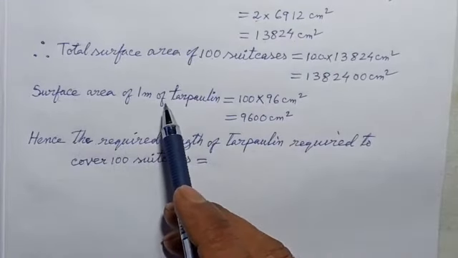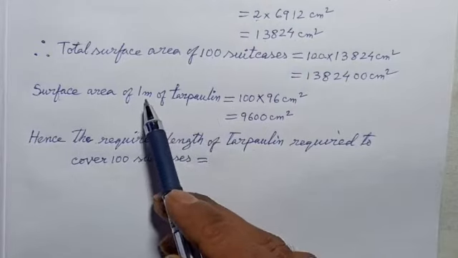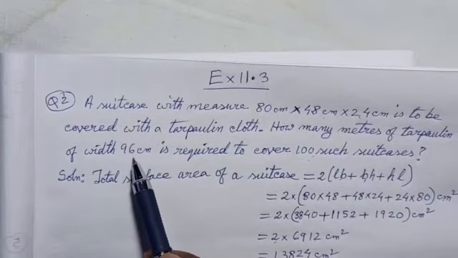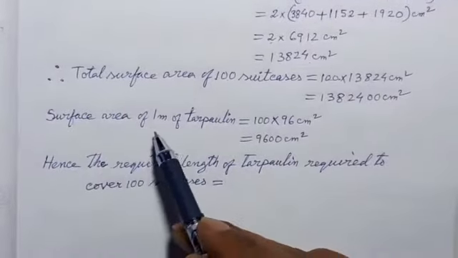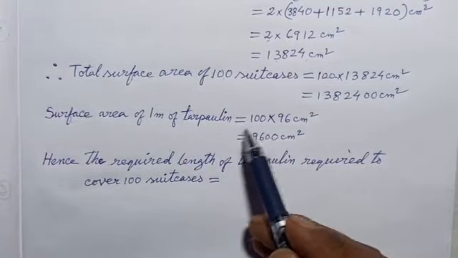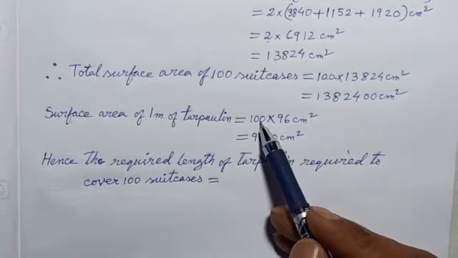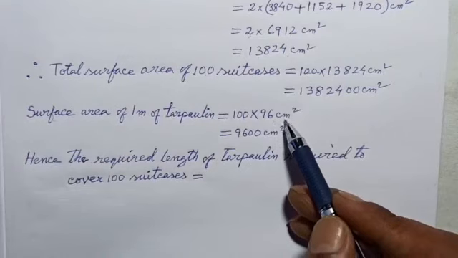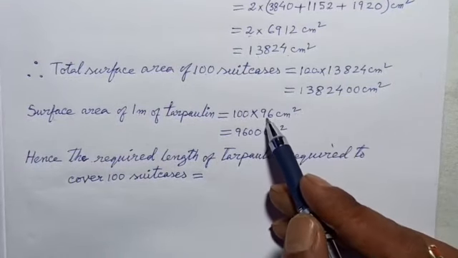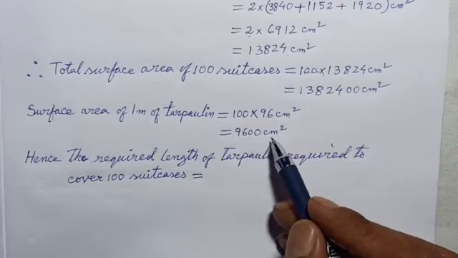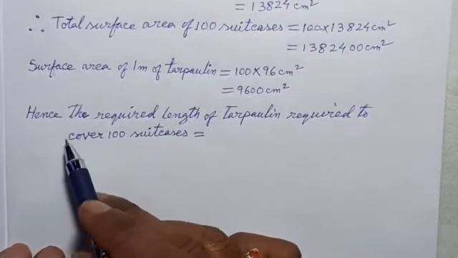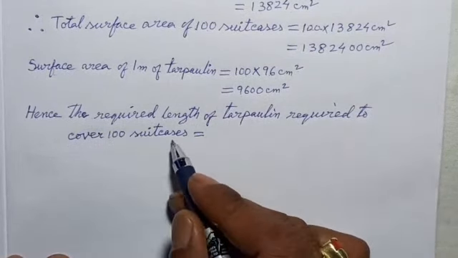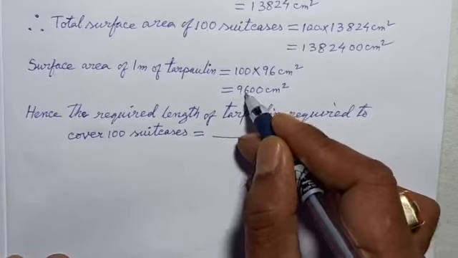Surface area of 1 meter of tarpaulin is equal to, in 1 meter there are 100 centimeter, and in the question it is given that width of the tarpaulin is 96 centimeter. So to find the surface area of 1 meter of tarpaulin, length 1 meter is 100 centimeter, and since width is 96 centimeter, we have to multiply by 96, and unit is centimeter square. If 100 and 96 are multiplied, then we are getting 9600 centimeters square.